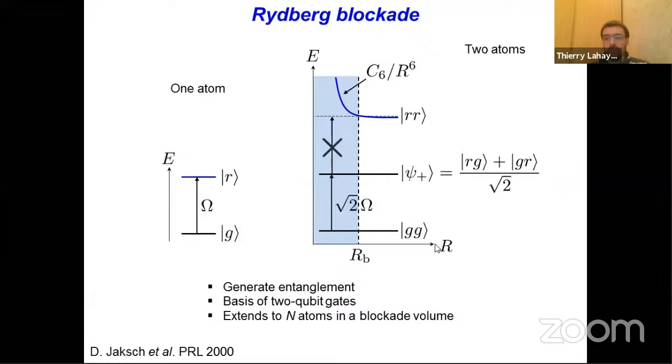And so effectively you end up coupling just the collective ground state to a collective excited state where you have one excitation shared among the two atoms. This is very interesting because it's an entangled state. This mechanism is the basis for quantum gates that were proposed 20 years ago now. It also extends to many atoms in one single blockade volume, where you can create collective gates and entangled states of n atoms and so on.